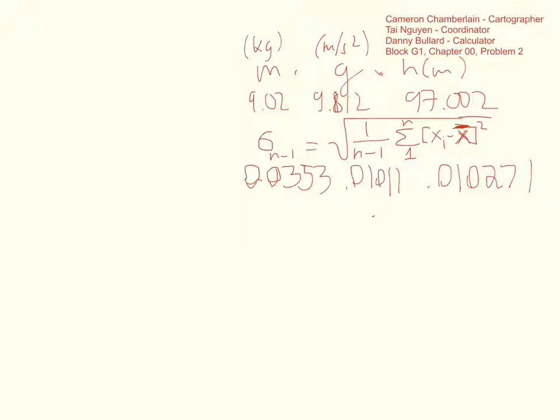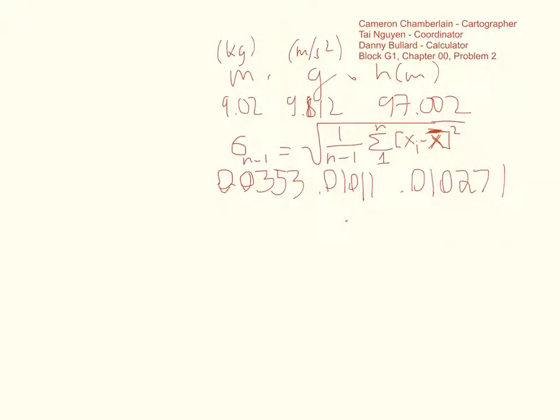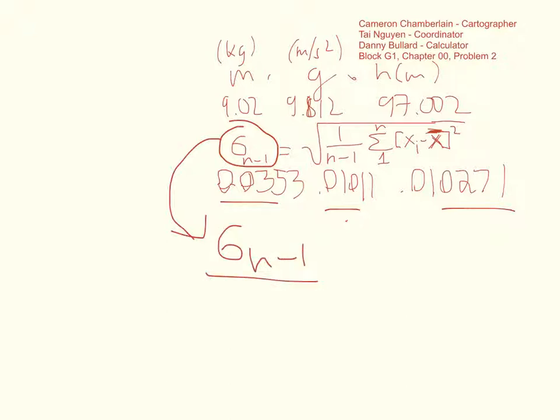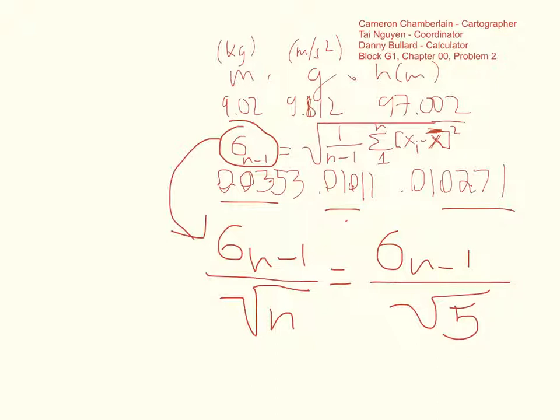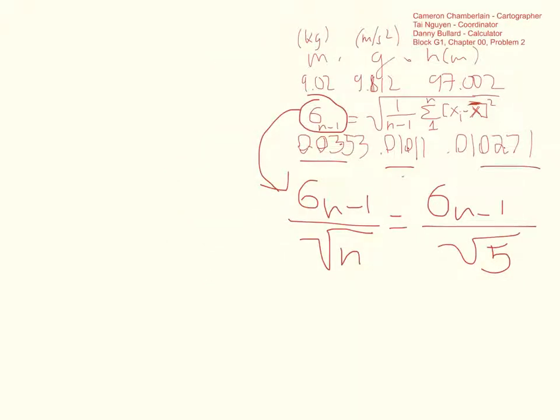Okay, so the third part of the problem, after calculating the average and the standard deviation, is calculating the standard error. We're going to take this value right here that we got and divide by the square root of n, which is the square root of 5. Whatever we got over here, we're dividing by the square root of 5.